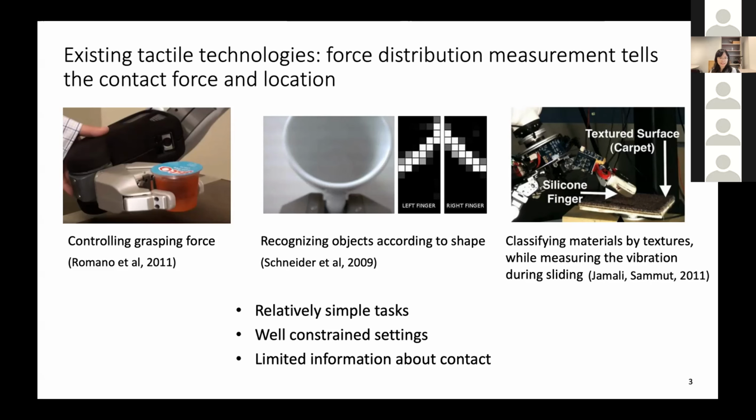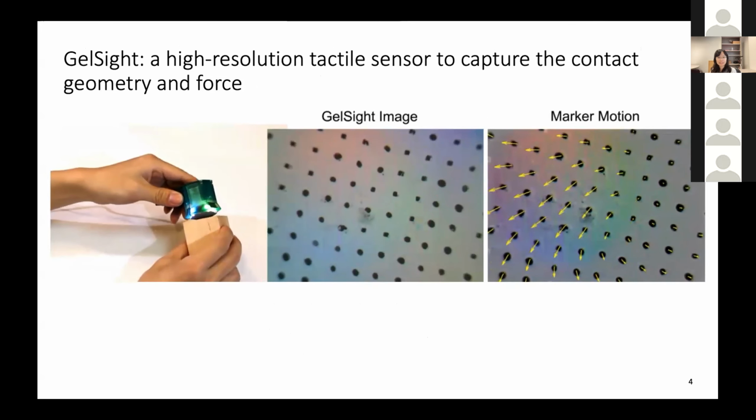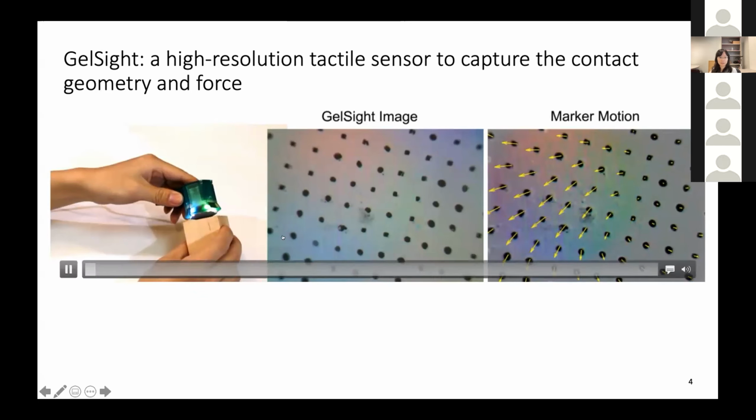So we start to think about what happens if the robot is able to get much richer information about the contact, especially what happens if we can get very high resolution information about the contact surface. So then we developed a new tactile sensor called GelSight. It's a vision-based tactile sensor, and here are some examples of how it works.